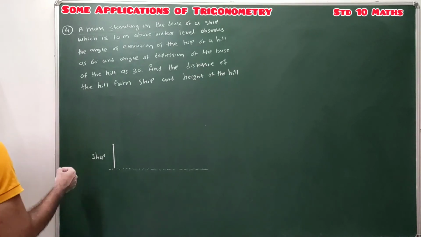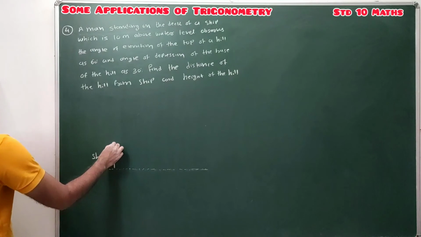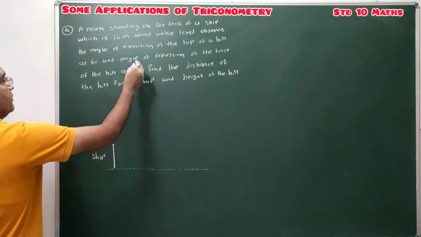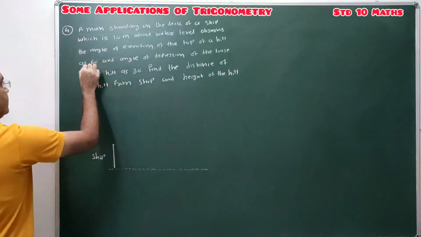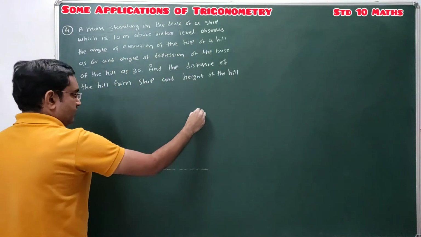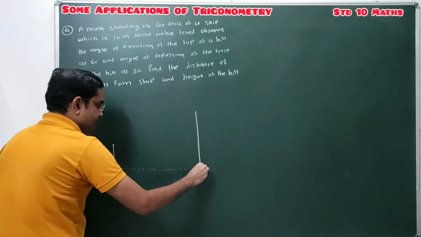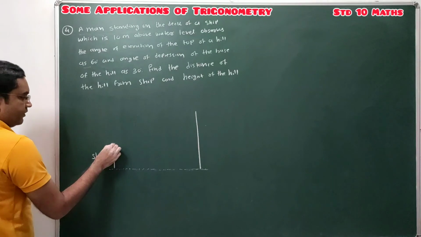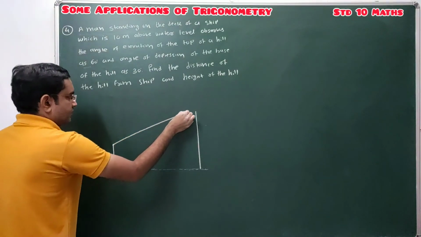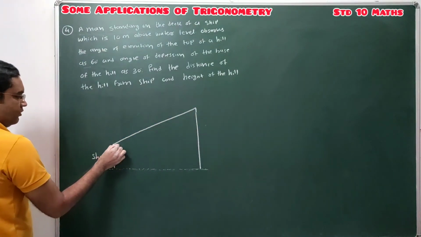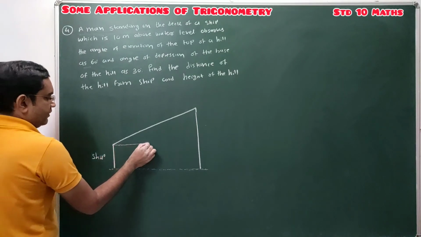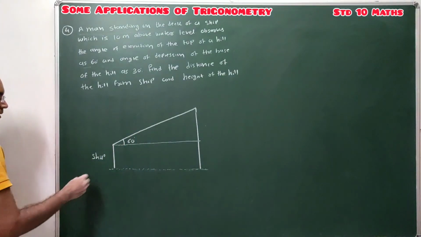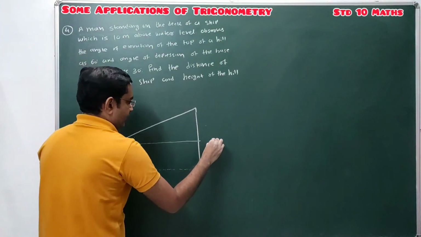He observes the angle of elevation. From here the angle of elevation is formed, that means in the upward direction, and he observes the top of the hill as 60 degrees. So here one hill is there, and from the top of the deck of the ship he is observing the hill and forming the angle of elevation. So the angle of elevation is 60 degrees. So this is the ship and this one is the hill.